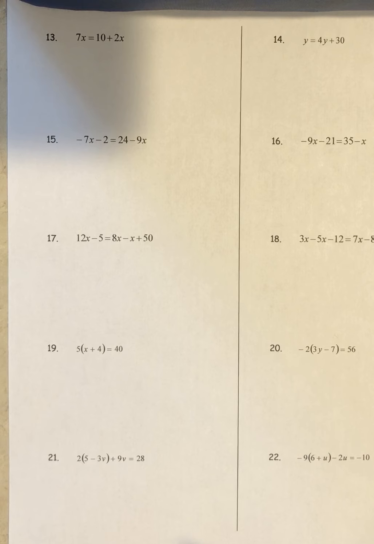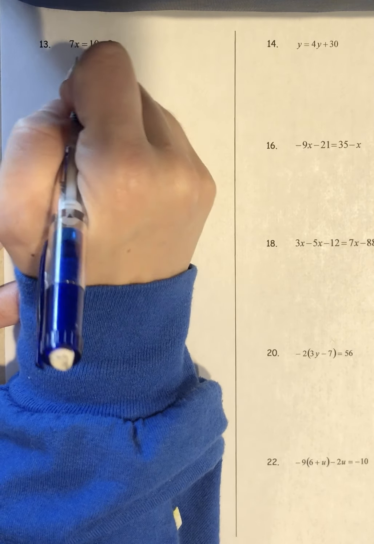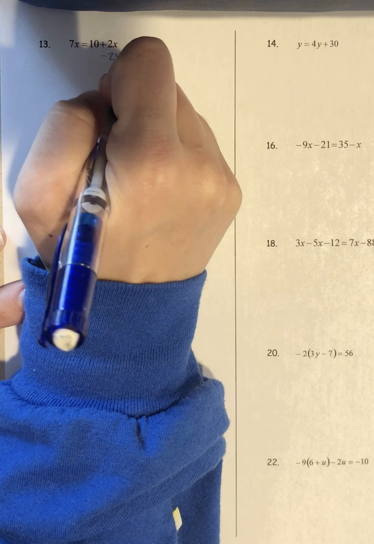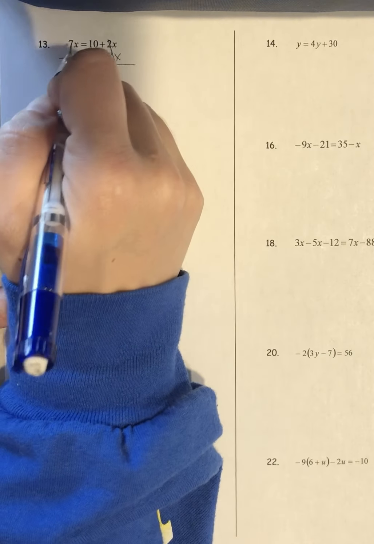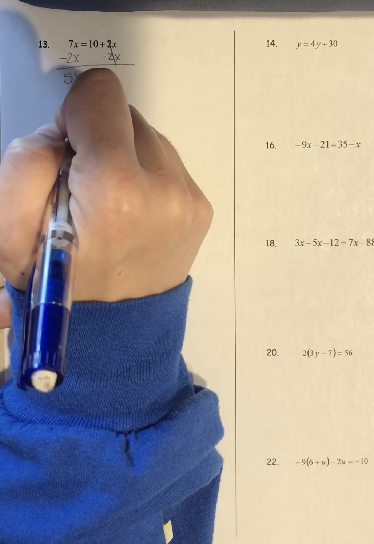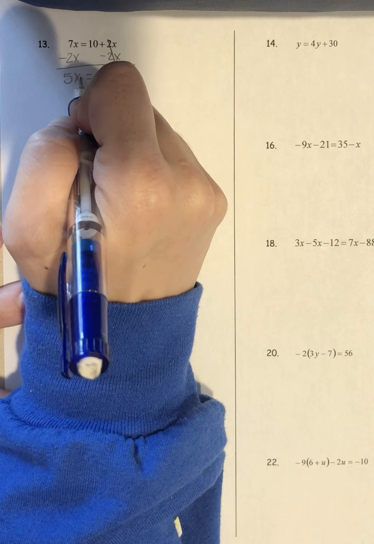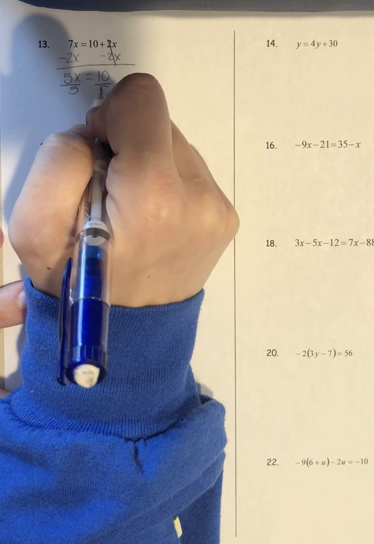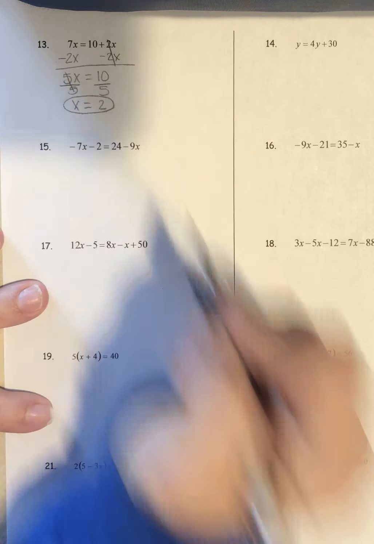Number 13. Okay, these are a little different because notice I'm solving for x, but I have x's on both sides, so I need to get them to one side. So you want to move them to the other side. I don't want to move the 7x because it's already alone, so I'm going to subtract the 2x from both sides of the equation. When I do that, 7x minus 2x is 5x equals 10. And then 5 is times x. The opposite of multiplying by 5 is dividing by 5. 10 divided by 5 is 2.